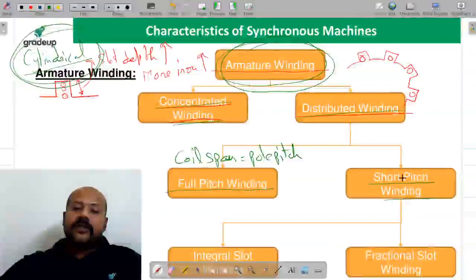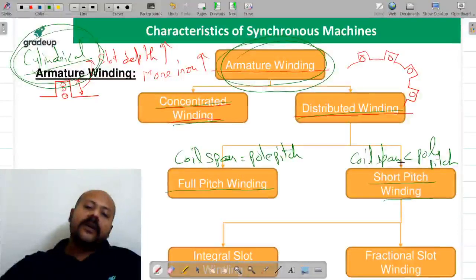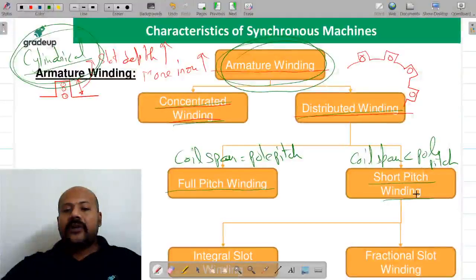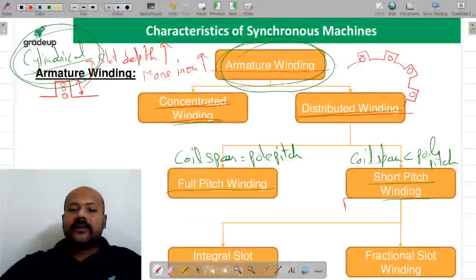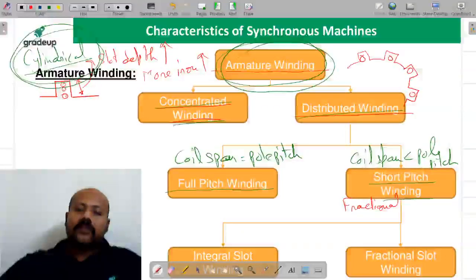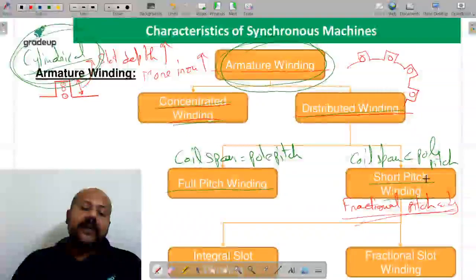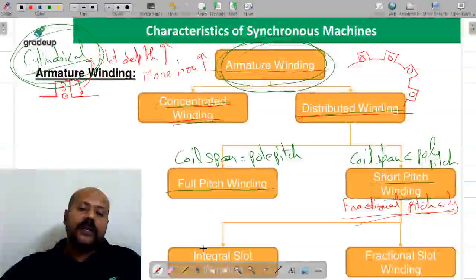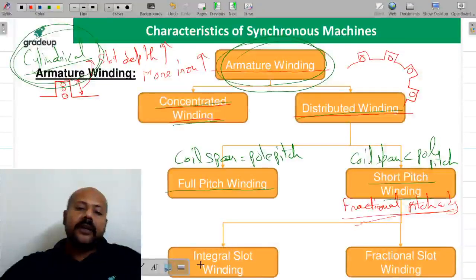Now beta, this short pitch winding is when the coil span is less than pole pitch. Then we are calling it a short pitch winding. This short pitch winding is also called fractional pitch winding. Now this short pitch winding or the fractional pitch winding can be further divided into two types, that is integral slot winding and fractional slot winding.